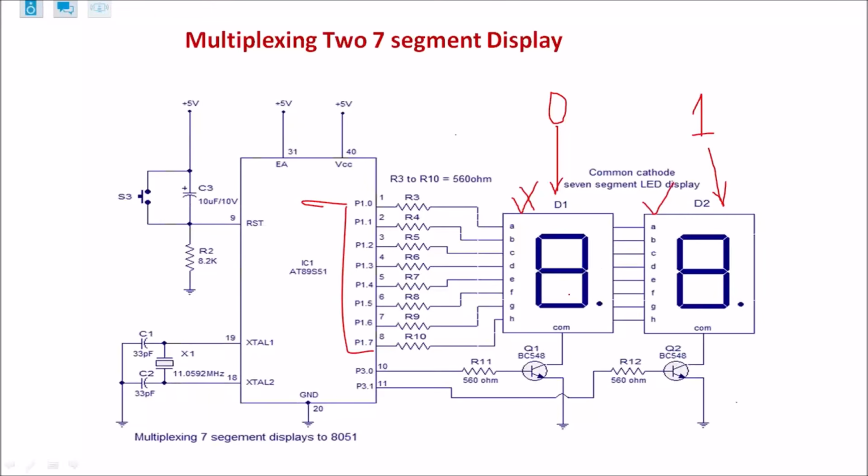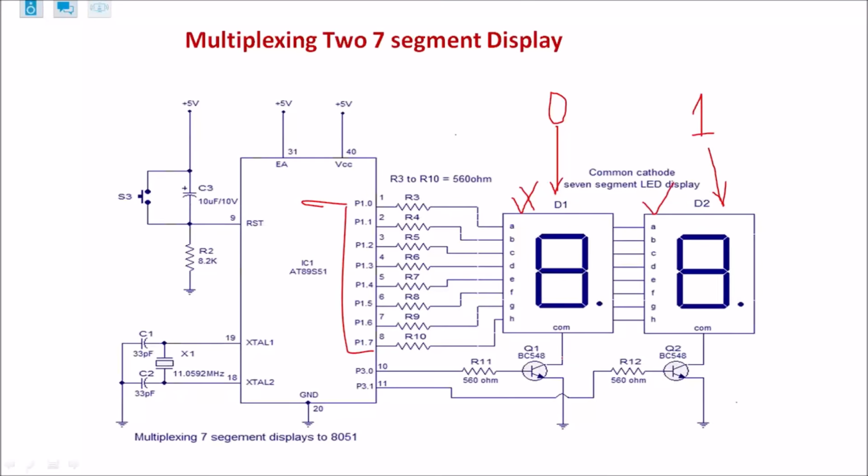So enable one display at a time, and send the code which we want to display on that particular display. After that, enable the next display and send its code. Like that, you can interface a multiplexed display. Enable one display at a time. You can use any logic to enable the display.